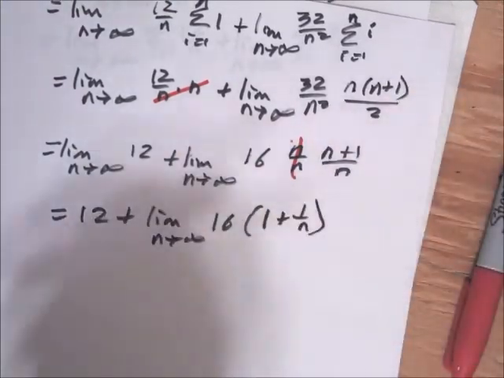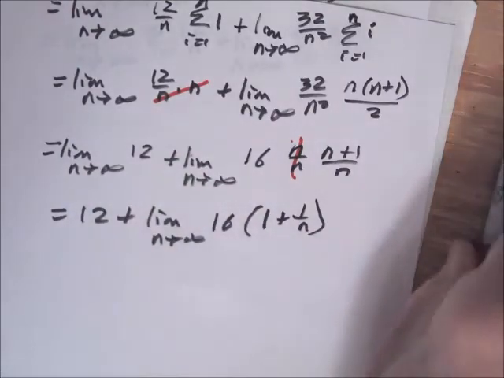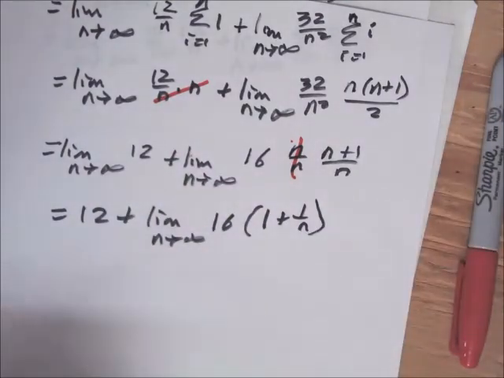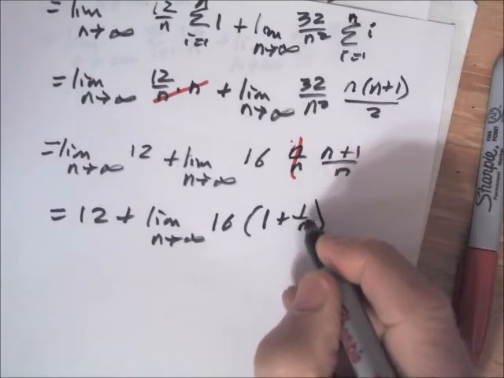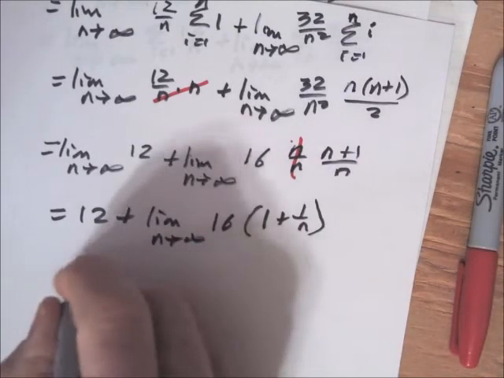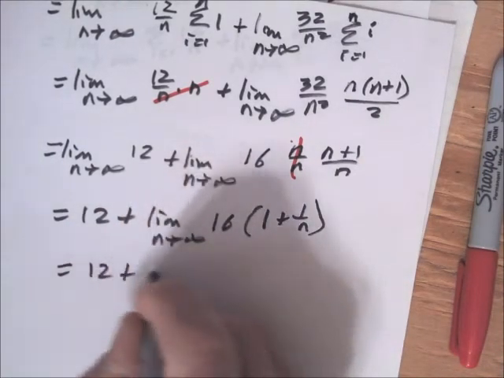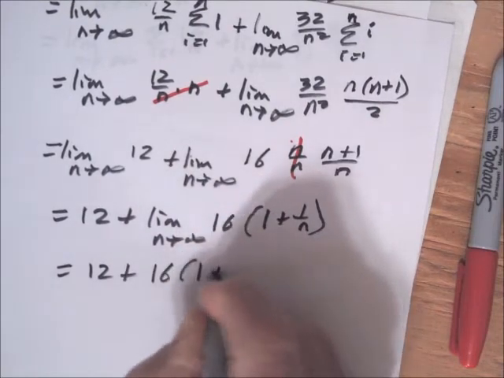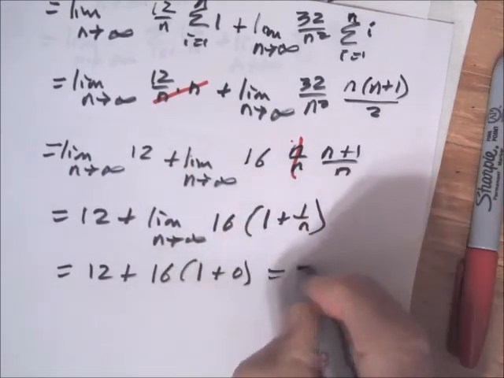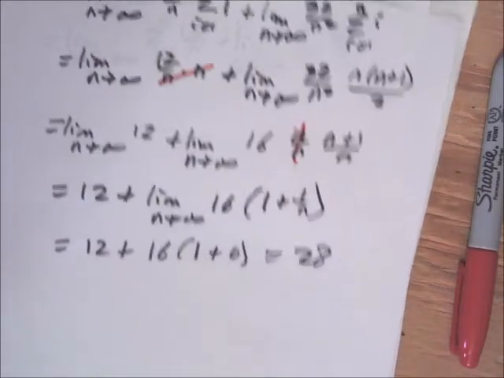And now we can take the limit. The limit of 1 over n as n goes to infinity is going to be 0. The rest of them are constants. So 12 plus 16 times 1 plus 0, and that's equal to 28. So that's the same result we had before.